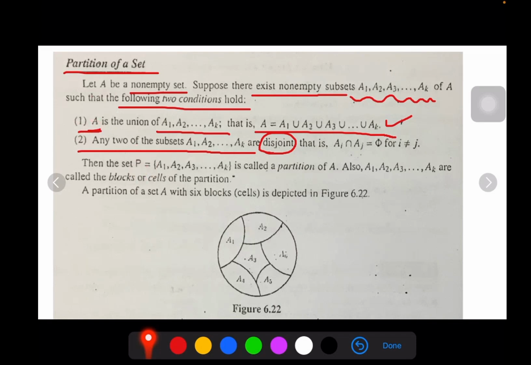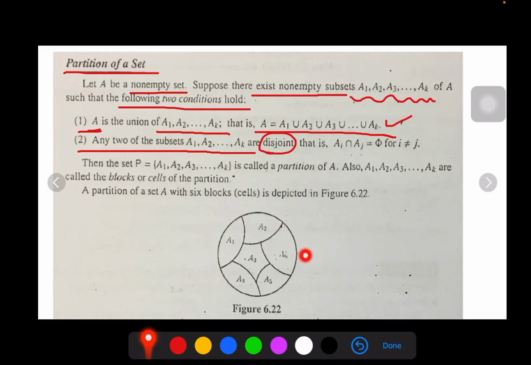This is called a partition, which is a collection of all the subsets which are distinct. And if we take the union of these, I should get back the set A. That is called a partition of A. Also, A1 to AK are called blocks or cells of the partition.